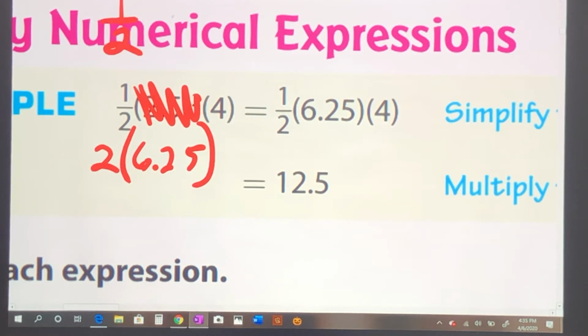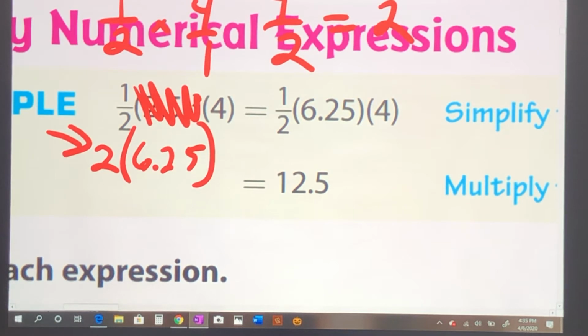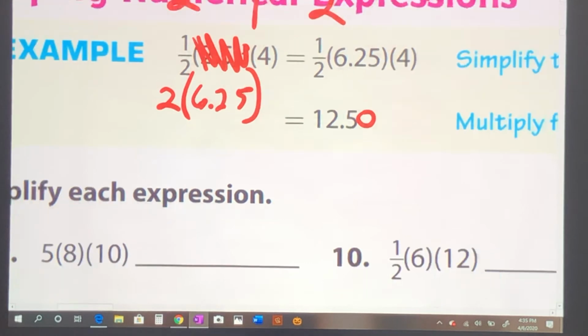One half times 4 would be this. 1 over 2 times 4 over 1. 1 times 4 is 4. 2 times 1 is 2. 4 divided by 2 is 2. That's where we got this number right here. So then I just double it. It's going to be what? 12.50? Yep, there's your answer. Let's try some of these. We got nowhere to go.